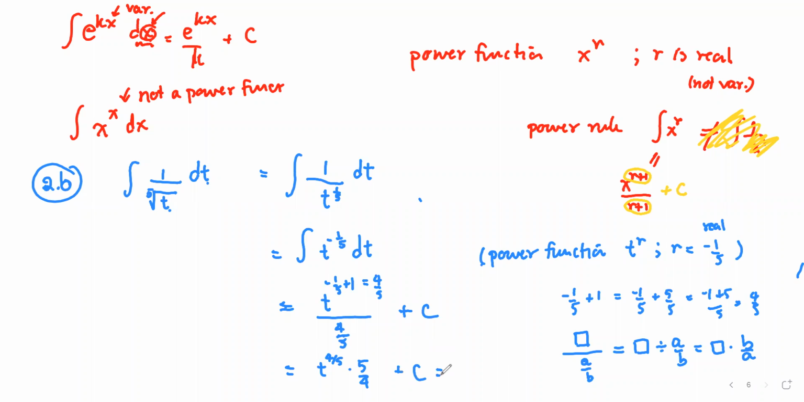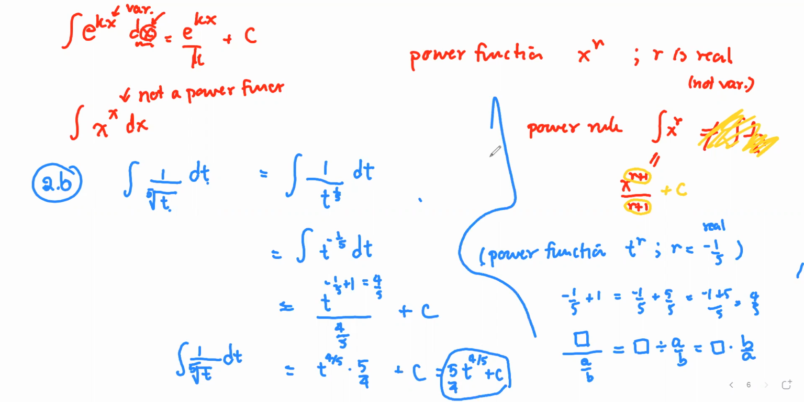And in a better form, we write the coefficient first: 5 over 4 times t to the 4/5 power, and then plus c, as the solution for this problem, or the antiderivative of 1 over the fifth root of t with respect to t. Okay, so this is the answer.